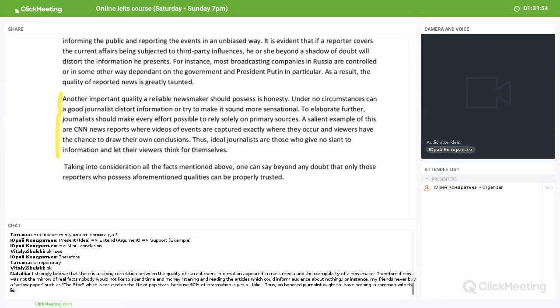only one negation. "Nobody would like to spend time and money listening and reading the articles which could inform the audience about nothing." Okay. "For instance, my friends never buy a yellow paper such as The Star, which is focused on the life of pop stars, because 90% of information is just a fake. Thus, an honored journalist ought to have nothing in common with lies." With lies. It's not the lie, but to tell lies. Tell the truth, but tell lies without the, because there can be many of them. So, lies. Yes. Okay, we still have some time to write a conclusion.